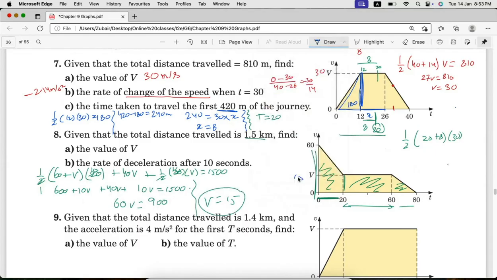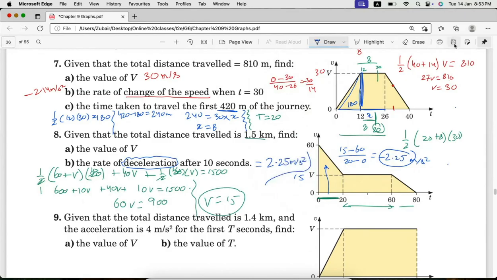Very good, Aris. And when we have this 15, the rate of deceleration after 10 seconds. So after 10 seconds is definitely between this region. So I just need the gradient of this line, which is y2 minus y1 over x2 minus x1. So 15 minus 60 is minus 45, divided by 20 is giving me negative 2.25 meters per second square. Now understand, the gradient always gives the acceleration, but he's asking about the deceleration. So we just change the sign. This is 2.25 meters per second square. Clear?